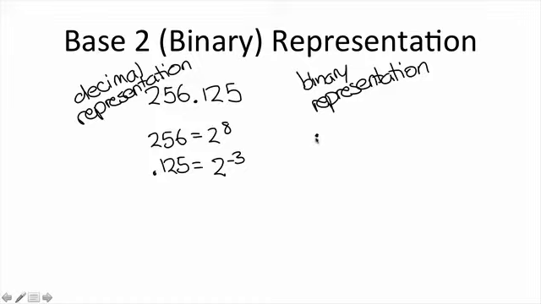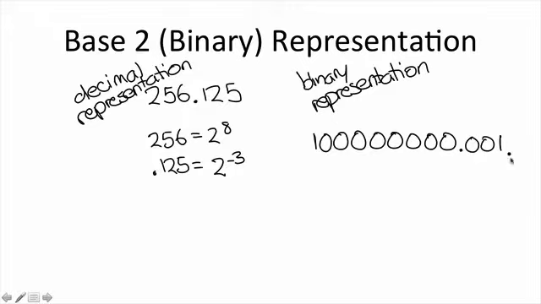Because this is 2 to the 8th, we'll put a 1 in the 2 to the 8th place, a 0 in the 2 to the 7th place, a 0 in the 2 to the 6th place, 2 to the 5th, 2 to the 4th, 2 to the 3rd, 2 to the 2, 2 to the 1, and 2 to the 0, dot, 0, 0, 1. So this is the binary representation of this number.